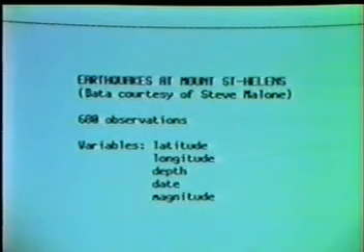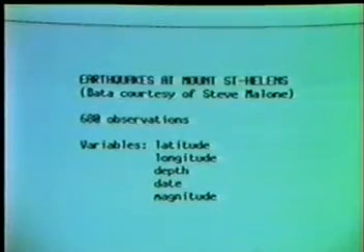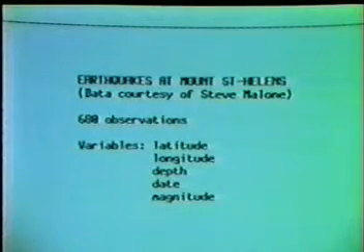The data in our third example are observations on 680 earthquakes at Mount St. Helens. The variables are latitude, longitude, depth, date, and magnitude. I have spent quite a bit of time looking at those data, and there is a lot to be found. Here I will only show the part of the analysis that illustrates the use of odds plots.